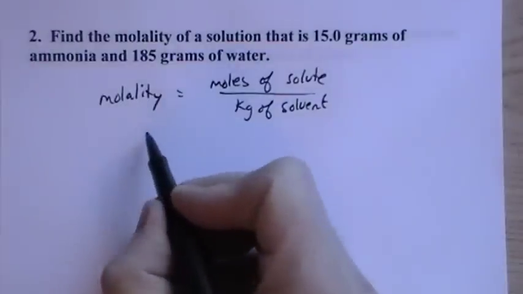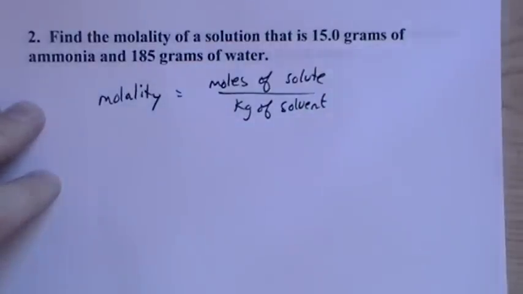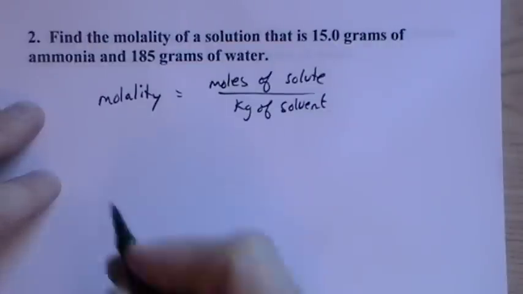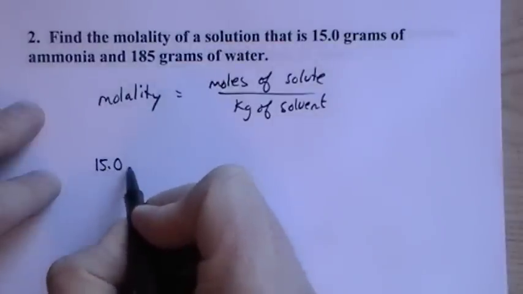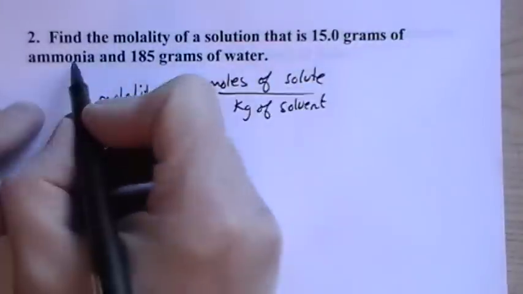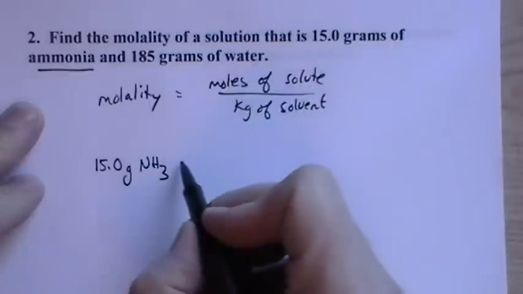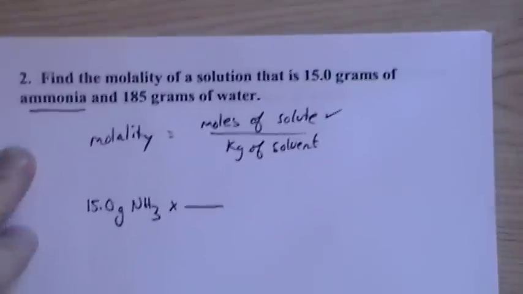So molality is temperature independent, and that may be important if you're doing research that takes you inside and outside of your lab. So inside your lab it might be 22 degrees Celsius, outside your lab might be 5 degrees Celsius. So you want to have a concentration you can count on to be the same no matter what the temperature is. So we know that our solute is ammonia, NH3, and there's 15 grams of it, so we need to change to moles of that solute if we're going to find molality.